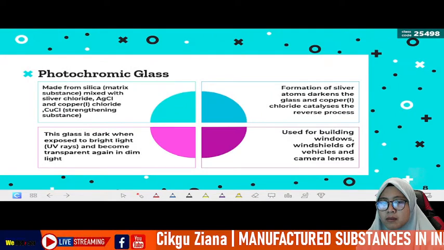Next, we have photochromic glass. Photochromic glass is made from silica, which is a matrix substance, and mixed with silver chloride and copper chloride, which is a strengthening substance. Formation of silver atoms darkens the glass, and copper chloride catalyzes the reverse process. This glass is dark when exposed to a bright light and becomes transparent again in dim light. Photochromic glass is used for building windows, windshields of vehicles, and camera lenses.